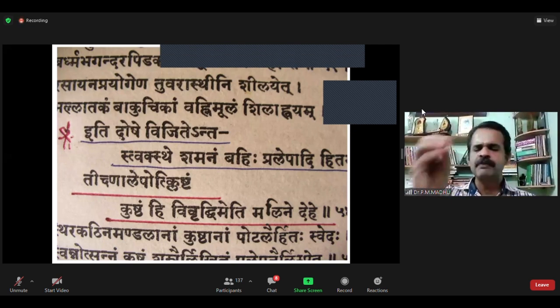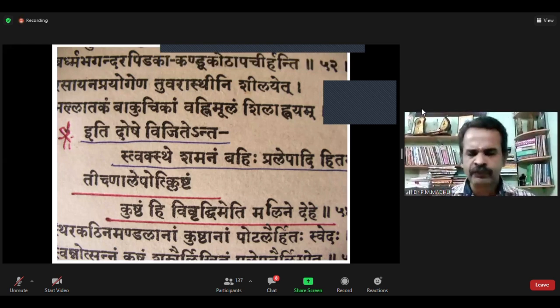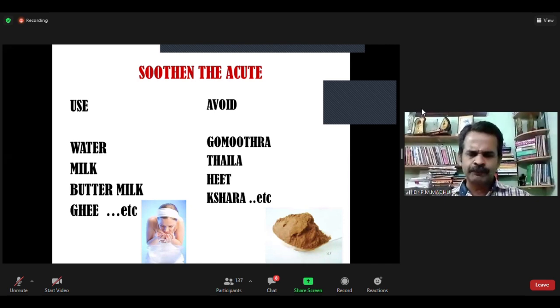Then only we can apply an irritant ointment. Before giving an irritant ointment, we have to identify whether the patient is purified internally or not. There are some basic principles behind that.